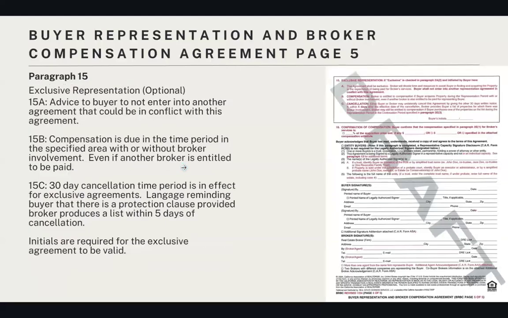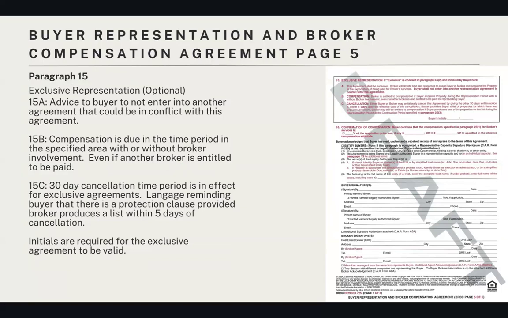Paragraph 15, exclusive representation. So this is the boxed area, which I referenced at the beginning of this conversation, which is also in bold print, which it needs to be completed. And there are three elements of it. That is, again, additional disclosure to the buyer so that they understand that, hey, this is an exclusive agreement and this is what this means.